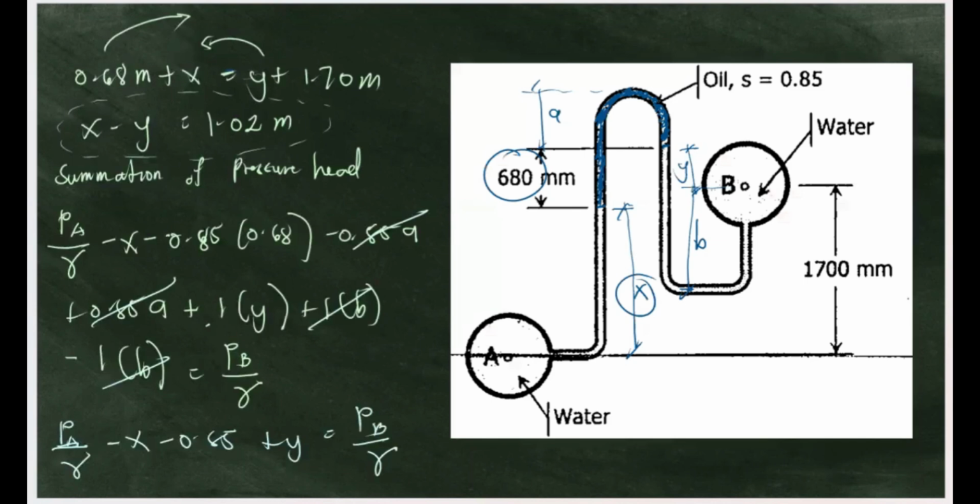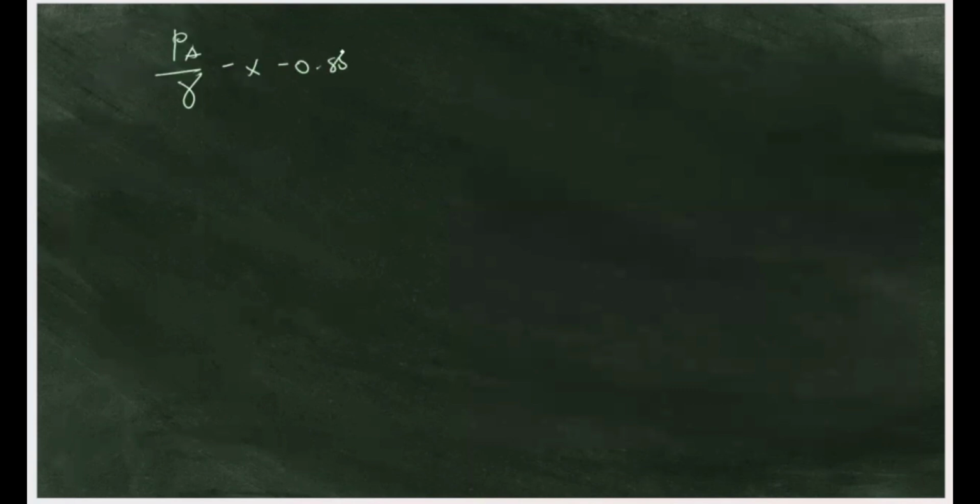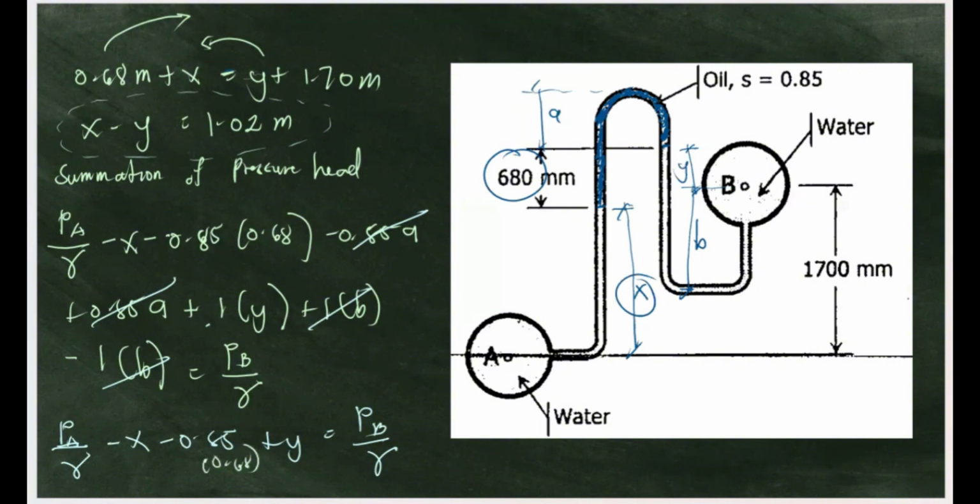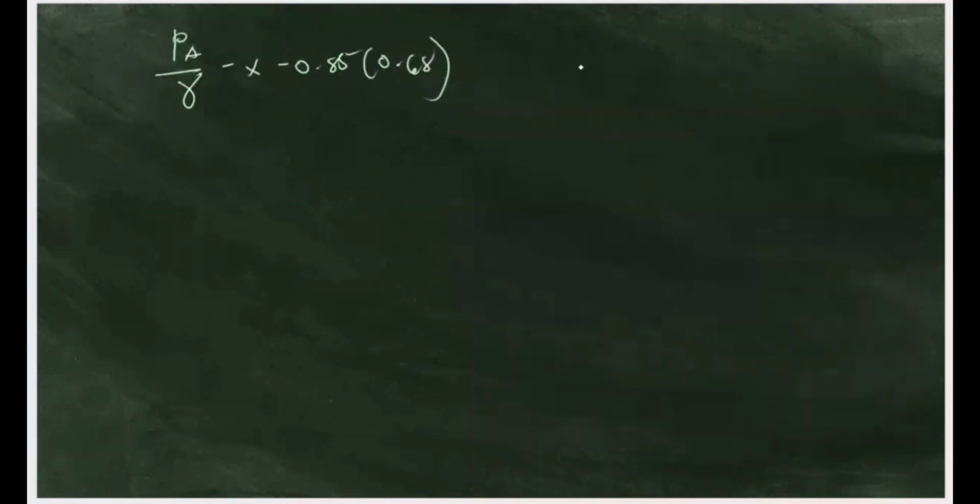Sabi natin, P sub A over gamma, ulit yun, minus X minus 0.85 times 0.68 pala to. So, 0.85 times 0.68. Yan. Then, ano pa yon? Plus Y. No? Kasi yun yung naiwan, no? Plus Y is equal to P sub B over gamma.